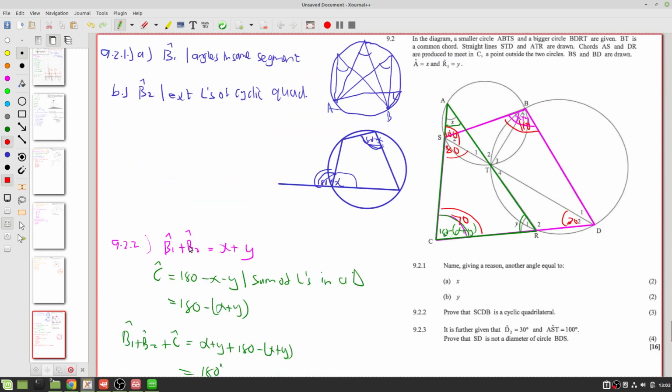Good. With Euclidean geometry, you can see there are quite a few theorems that you have to know. You have to be able to spot things. It takes a bit of practice and a bit of studying to know your theorems.